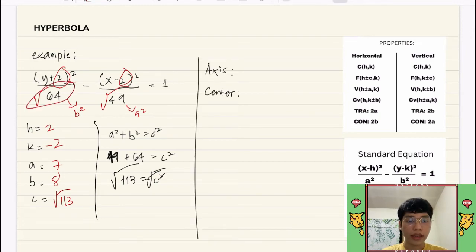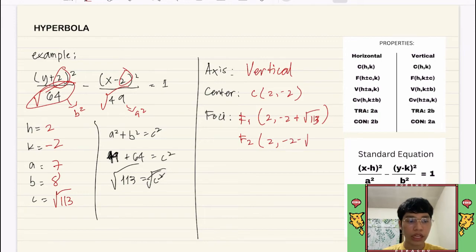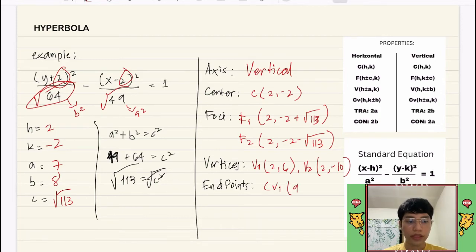For its axis, it is vertical since the b squared is greater than a squared. The center is (2, negative 2), foci (2, negative 2 plus square root of 113) and (2, negative 2 minus square root of 113). For its vertices, we have (2, 6) and (2, negative 10). Its endpoints are (9, negative 2) and (negative 5, negative 2). So its transverse axis is 16 and its conjugate is 14.